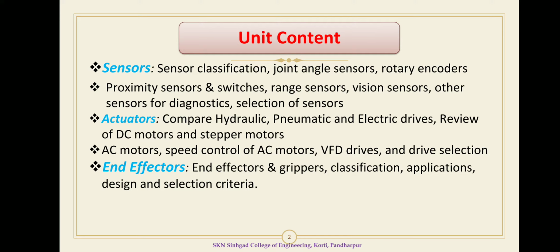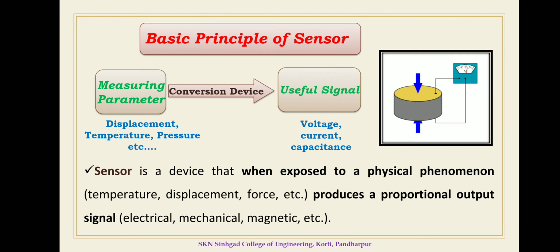Then end effector. End effector is nothing but the hand of robot, which is directly connected to the last joint or wrist joint. So end effector and grippers, classification, application, then design and selection criteria. So these are the different unit content of chapter number 2. We will discuss one by one. So first is the basic principle of sensor.